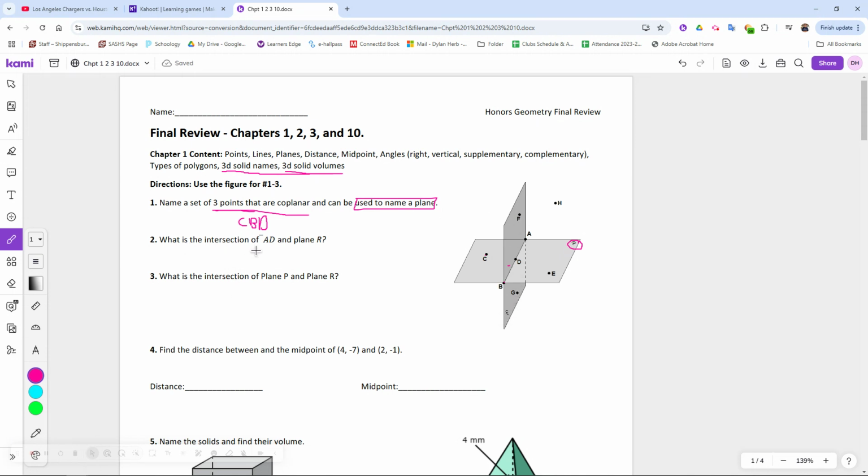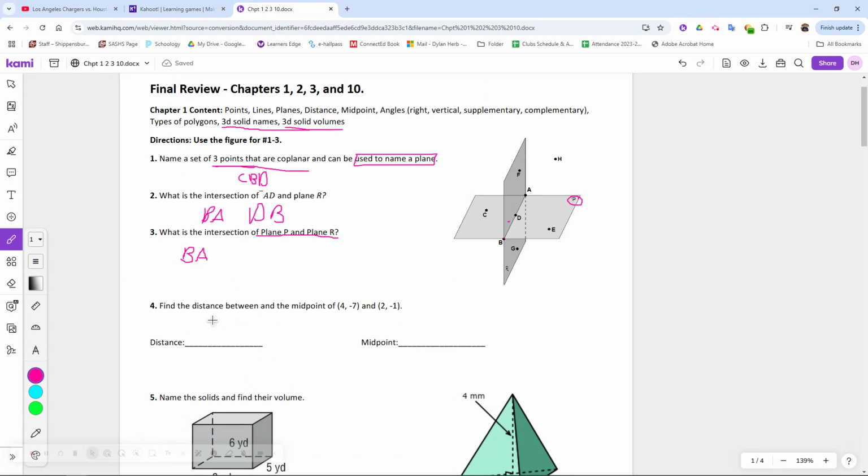Obviously, we could have answered for plane R and used 3 points that are not in a straight line there. What is the intersection of AD and plane R? Plane R is the one that's vertical here, and AD, so the intersection of that plane and that line is a line. So you can use AB to describe it, BA, or you can use anything with D, so DB, any of those things would work. What is the intersection of plane P and plane R? Well, the intersection of 2 planes is always a line, and it is the same answer as number 2. It is this line right here in the center, so you can use any 2 letters from that line to name it.